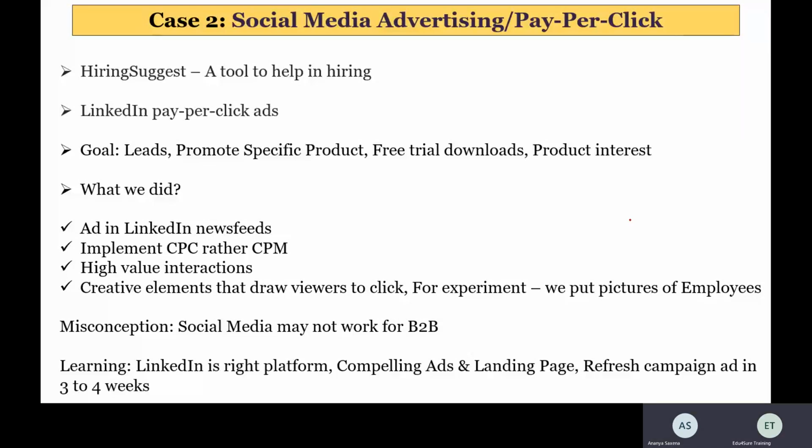I'm coming to that. So what exactly did we do as a digital marketeer? We did an ad in the LinkedIn newsfeed. Suppose you are looking for employees, so the ad will be visible to you. And we implemented CPC, meaning cost per click, rather than impression.